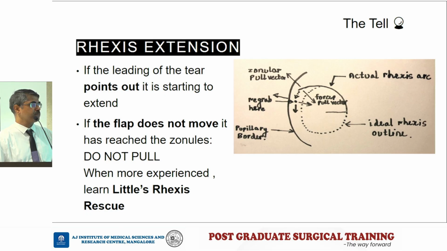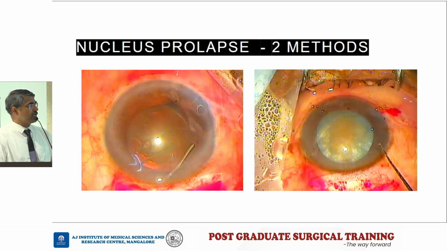Don't force the flap. When you're more experienced, you can do what is called a Little's rexis rescue, which is something you can read about, but you need a little bit of experience before you can do that. So generally speaking, if the rexis extends, stop there and try to make a relaxing cut. So once you've done the rexis, you can do the nucleus prolapse.